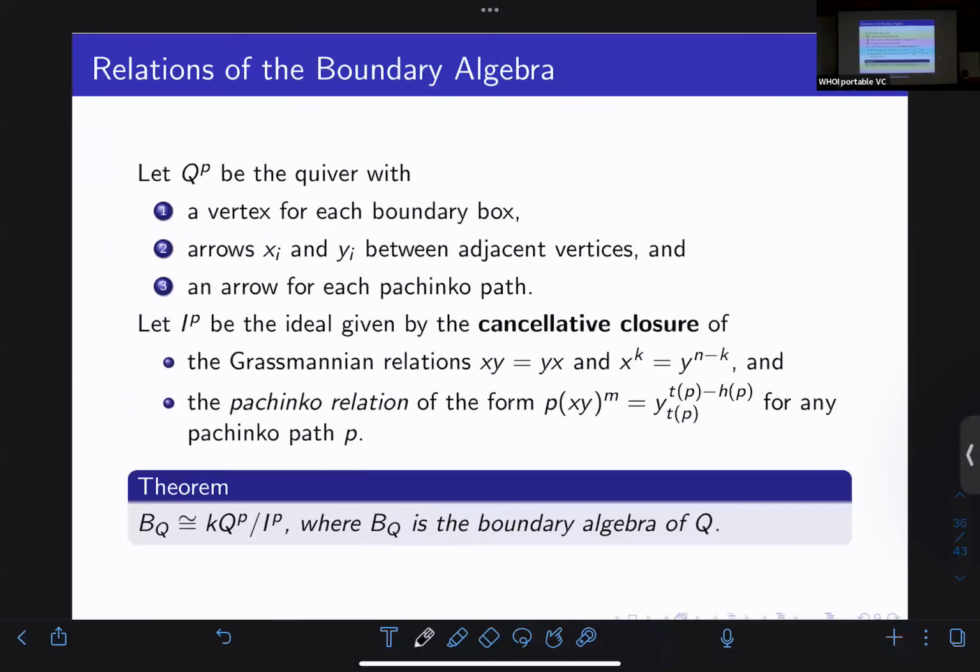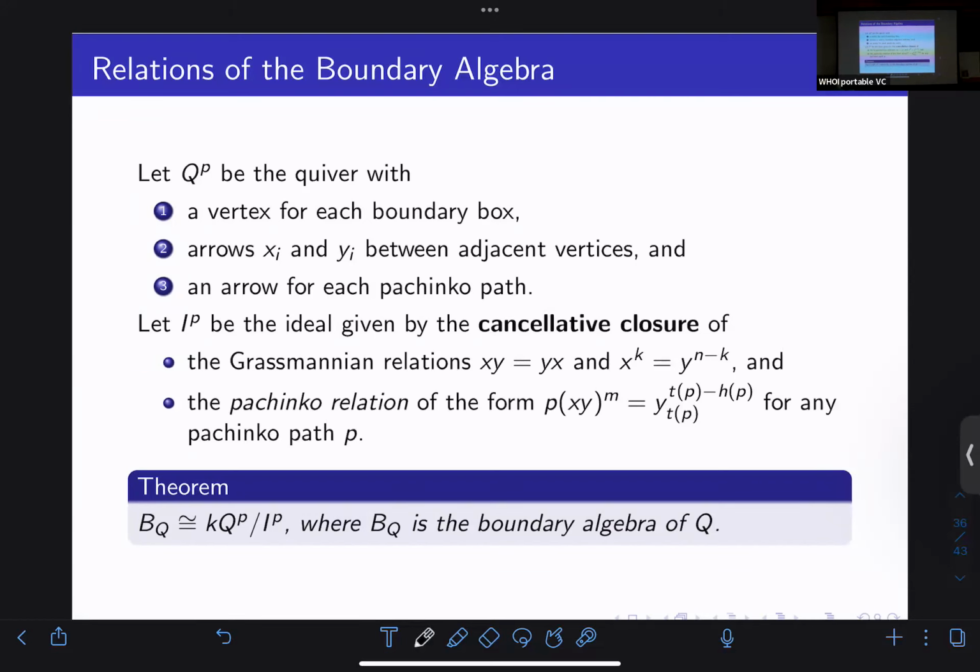And the point is, this is enough. We need to take the cancellative closure of those relations that I just mentioned to get a path algebra with relations that is cancellative. But once we do this, we actually get the boundary algebra. And the proof of this is really not so bad. We already know that these relations all hold. And so we just need to show that there aren't any extra relations in the boundary algebra that aren't in this. And if there were, you could assume it looked like P minus Q.